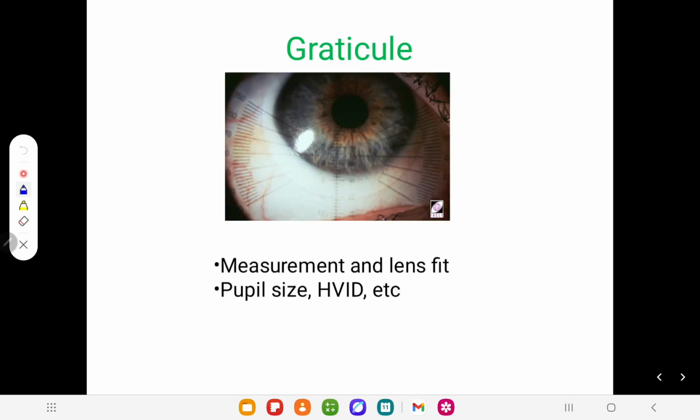Okay, so graticules. What are graticules? Graticules are very helpful as an optometrist and especially as a contact lens practitioner. Whenever you fit a contact lens, whenever you want to know the rotation, graticules are the best. So I think you should see whether there is a chance of making graticules and see things from this. As a contact lens practitioner, it's very, very helpful.